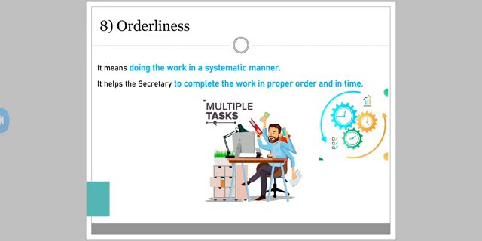As you can see in the image, a secretary has multiple tasks. There are lots and lots of work a secretary is supposed to do. So a secretary should have this quality of orderliness. The secretary should decide what work should be given priority over other work. With this orderliness, the secretary can complete the work in proper order and in time. When a secretary possesses the quality of being well organized, everything will be done properly and on time. This requires a systematic arrangement of work to complete it in order and in time.